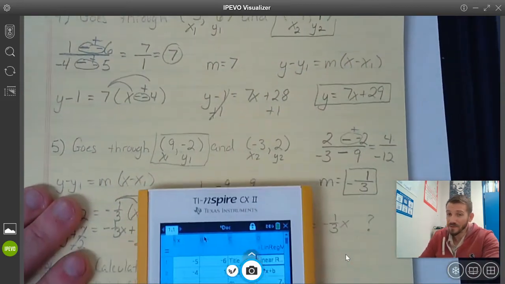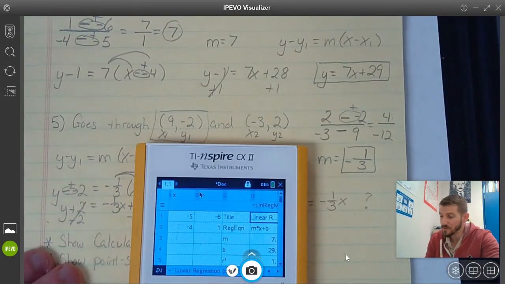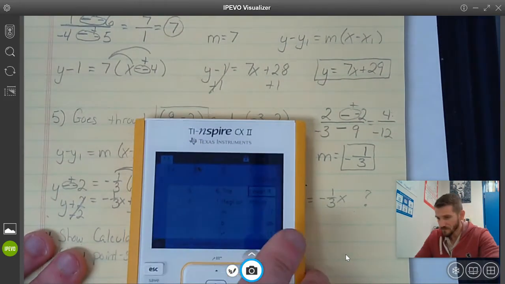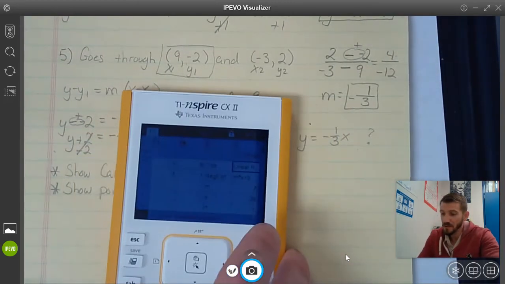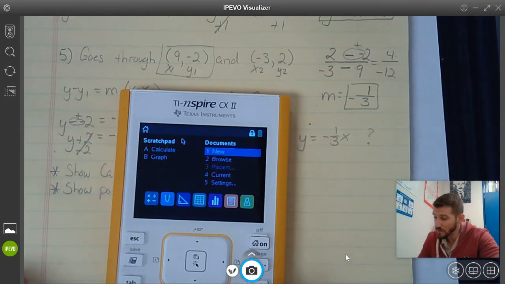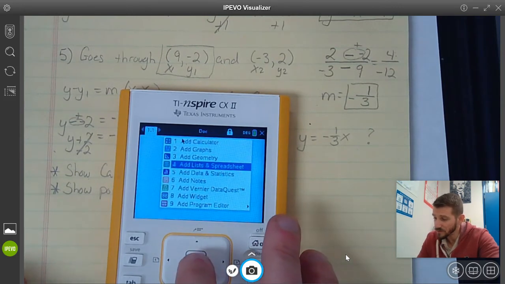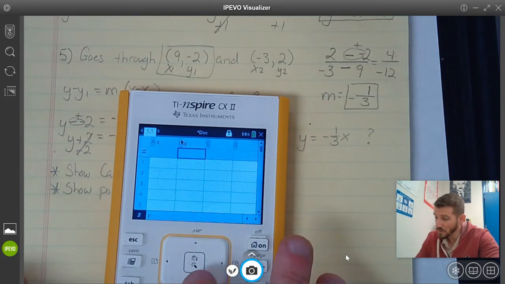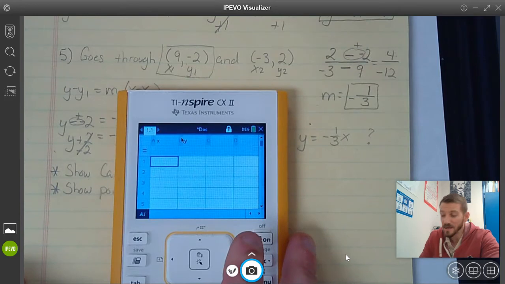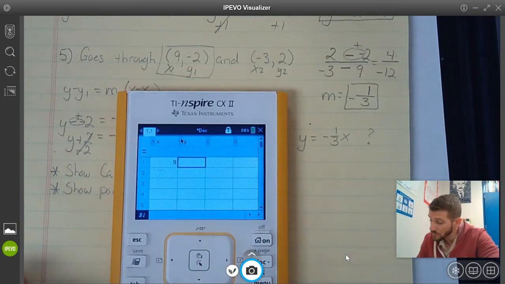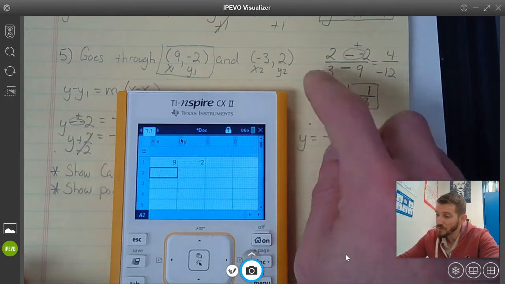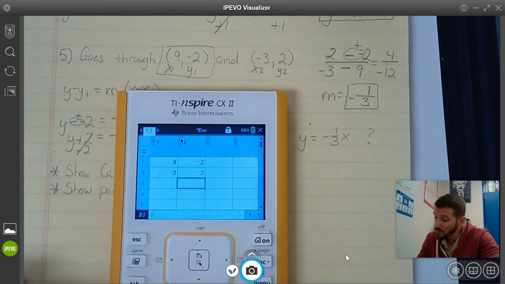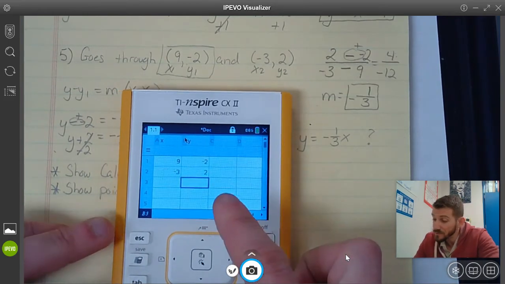Now, what would happen if we did it for these 2 points where we have fractions? Well, it'll still do it for you, but you're going to have one small problem, and I do want to show it to you. So let's do the same thing. New, we don't want to save it. Go to Spreadsheets, call it X, call it Y, and plug in our 2 points. It's 9, negative 2, and negative 3, 2.